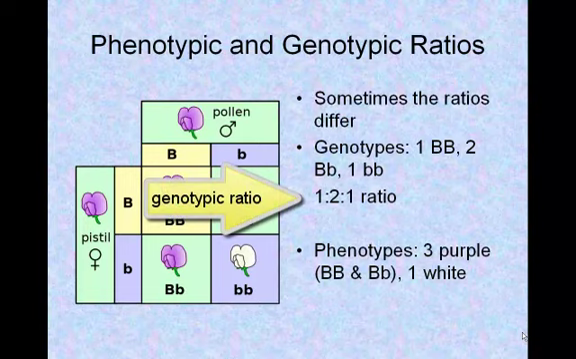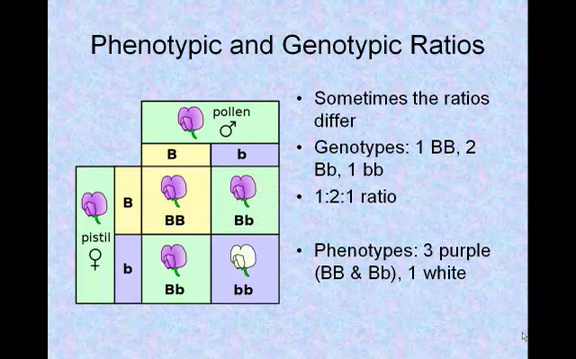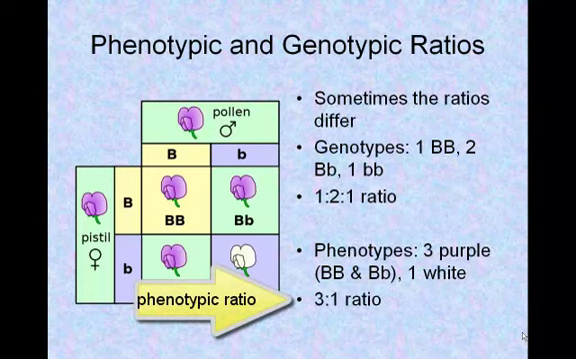So there were 3 possible genotypes, but there's only 2 possible phenotypes, and that's purple or white. So 3 out of every 4 are going to be purple, and 1 out of every 4 is going to be white. So that's a 3 to 1 ratio.